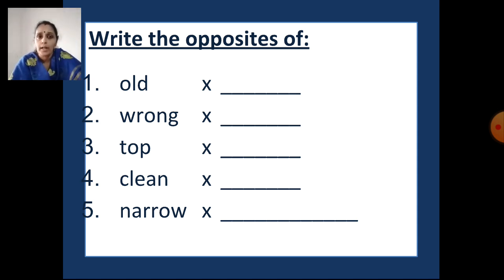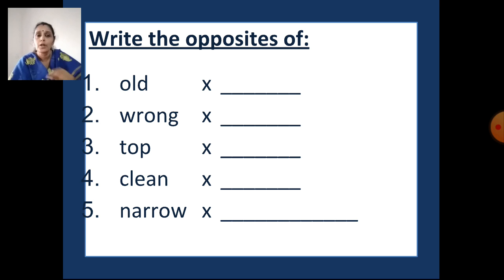First one, O-L-D, old. Second one, W-R-O-N-G, wrong. Third one, T-O-P, top. Fourth one, C-L-E-A-N, clean. And fifth one, N-A-R-R-O-W, narrow. Have you all written these words?